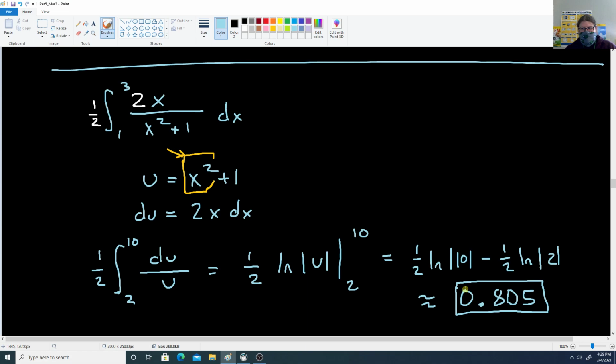So it's mainly just focusing on this u substitution method and how to use it if there's no limits and how to use it if there's limits on your integration. So I'll stop there.